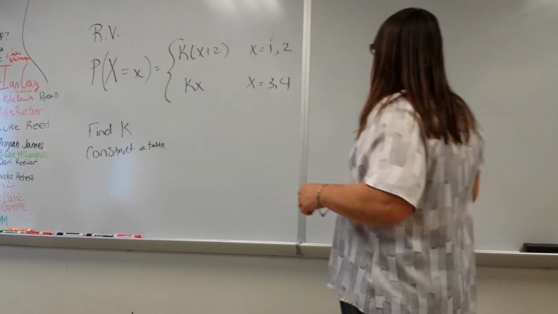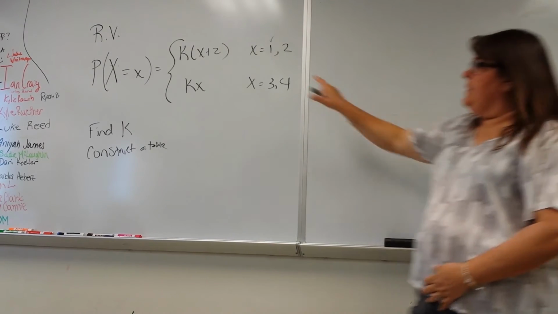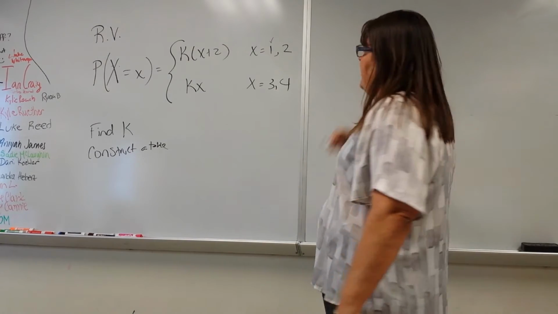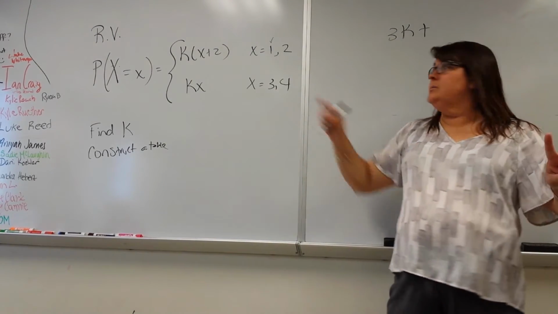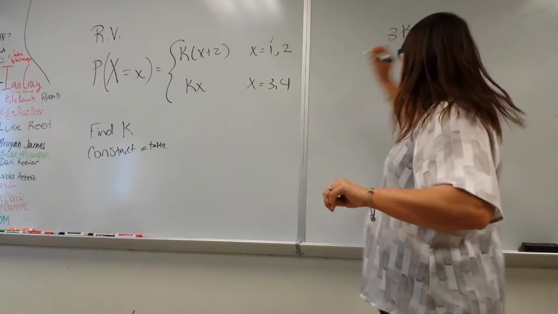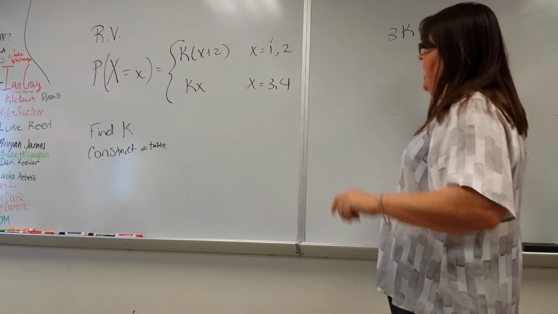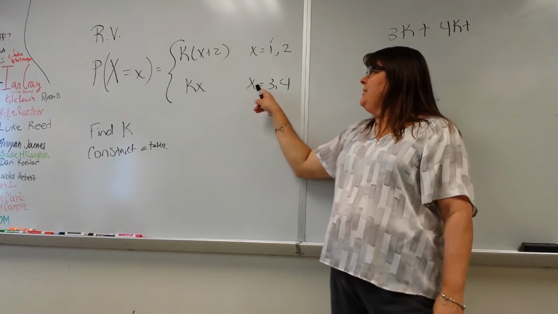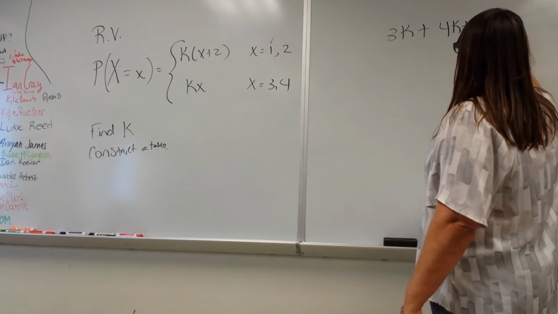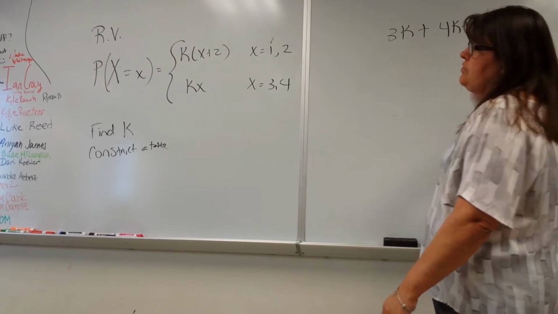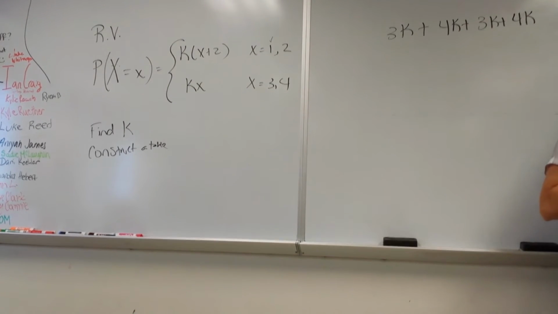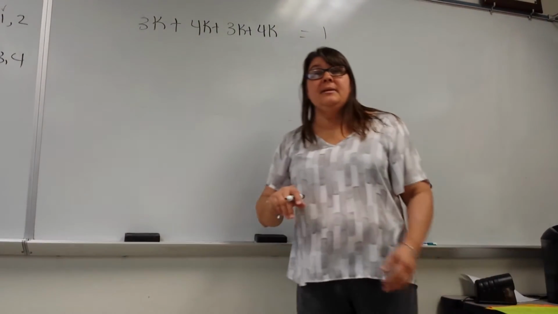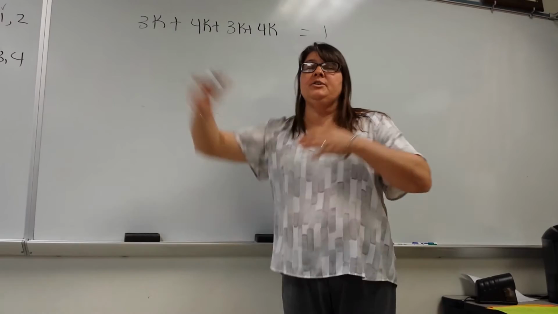So what is it when I plug in a 1? 3K. I get 1 plus 2 is 3, so it's 3K. What is it when I plug in a 2? 4K. How about when a 3 comes in? 3K again, I have to plug in here now. So it's 3K. And then last but not least, 4K. All of those should total 1 whole. Does that make sense? The idea is that every probability in this particular function should always add up to 1.